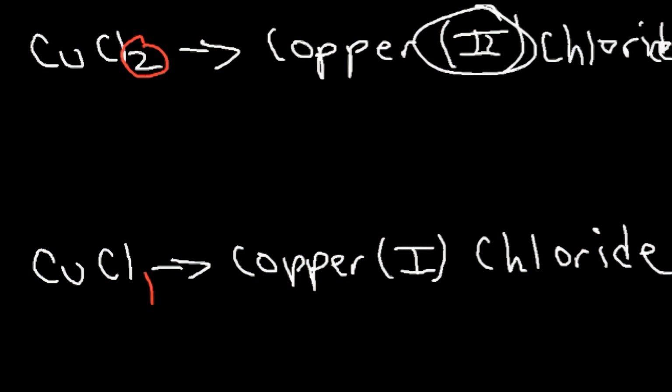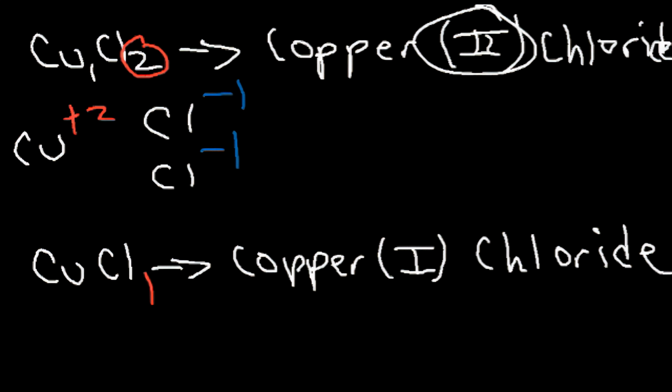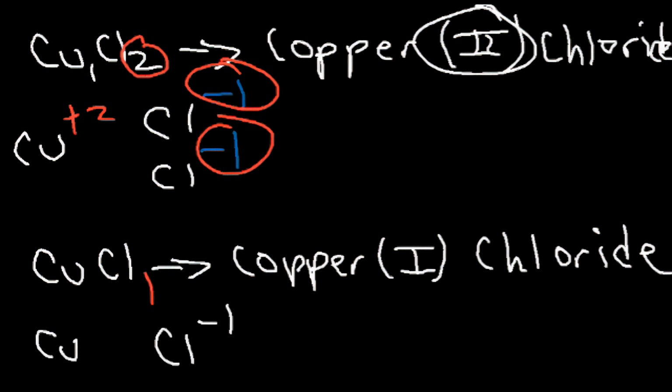This number means that copper has a +2 charge. Now chlorine, as chloride, has a -1 charge, and there's 2 of them. So the total negative charge is -2, and we only have 1 copper ion. So that copper ion has to have a +2 charge to neutralize the 2 negative charges. Now for the one on the bottom, we only have 1 chloride ion, so this copper only needs a +1 charge to neutralize the -1 charge. So because the copper is in a +1 oxidation state, it's copper 1 chloride.